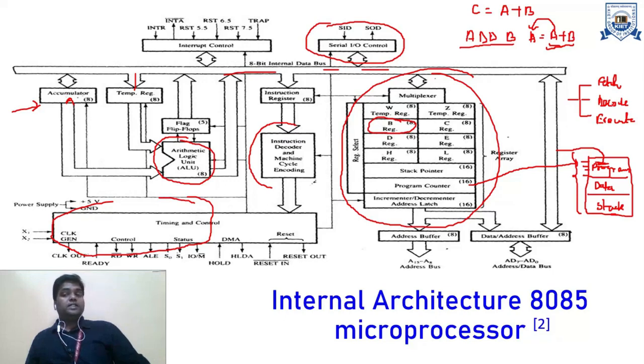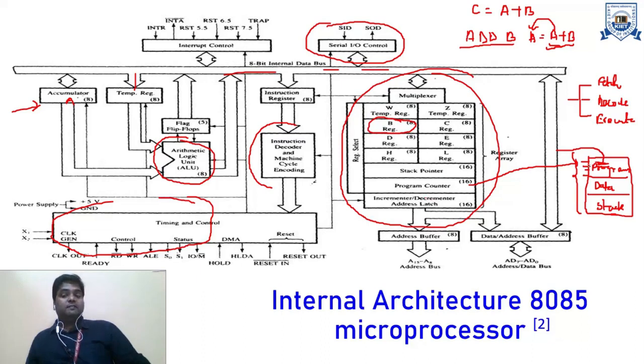So first of all, the instruction will be fetched. How will it be fetched? It will be fetched using the program counter information. We will move towards this memory location, fetch the instruction, and then execute it. When the first instruction is fetched, after fetching the instruction, the program counter value will be automatically incremented with the help of the incrementer and decrementer address latch.